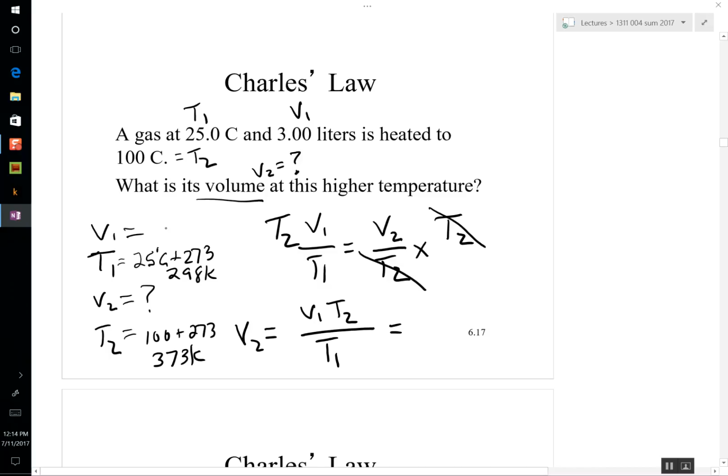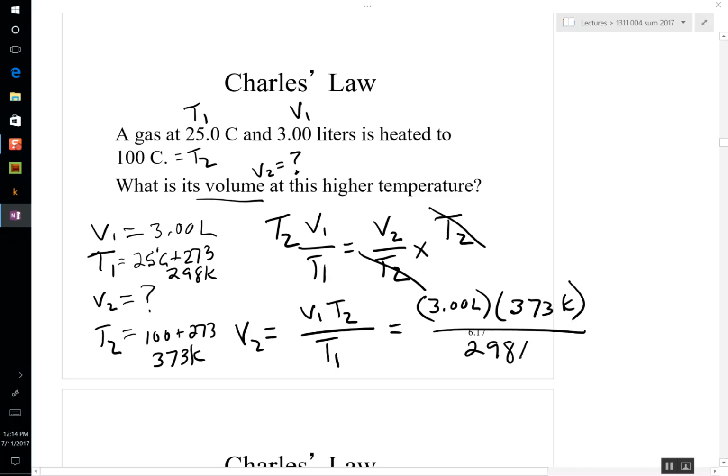The initial volume was 3 liters. So I've got 3 liters times 373 Kelvin divided by 298 Kelvin equals what? Well, Kelvin crosses out. Let's be as methodical as I said we should be. Dimensional analysis, the volume is coming out in liters. We're happy with that. So what is the new volume going to be?